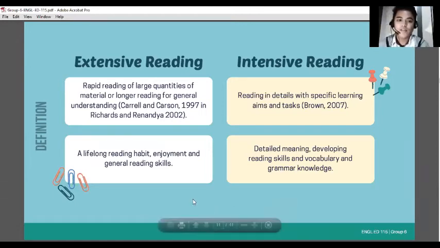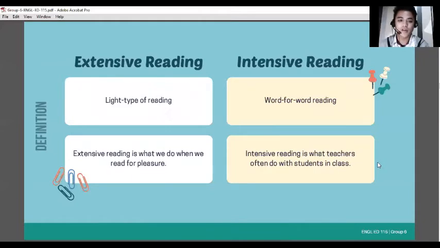Extensive reading is rapid reading of large quantities of materials or longer reading for general understanding. It is also a lifelong reading habit, with enjoyment in general reading skills. Intensive reading is reading in detail with specific learning aims and tasks. It also involves detailed meaning, developing reading skills and vocabulary and grammar knowledge.